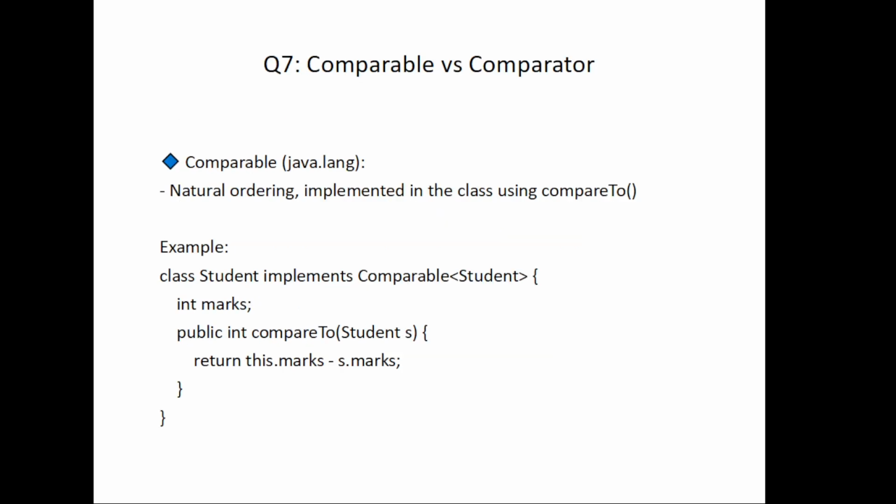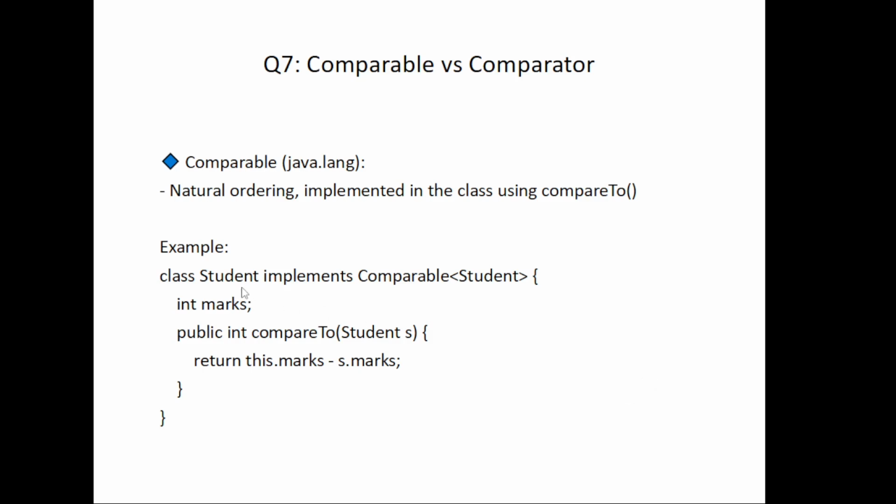Let's talk about one of the most confusing yet important topics in Java interviews, Comparable versus Comparator. So both are used to sort objects, but they have some key differences. So we use Comparable when we want to define a default sorting order inside the class. Let's look at this example here.